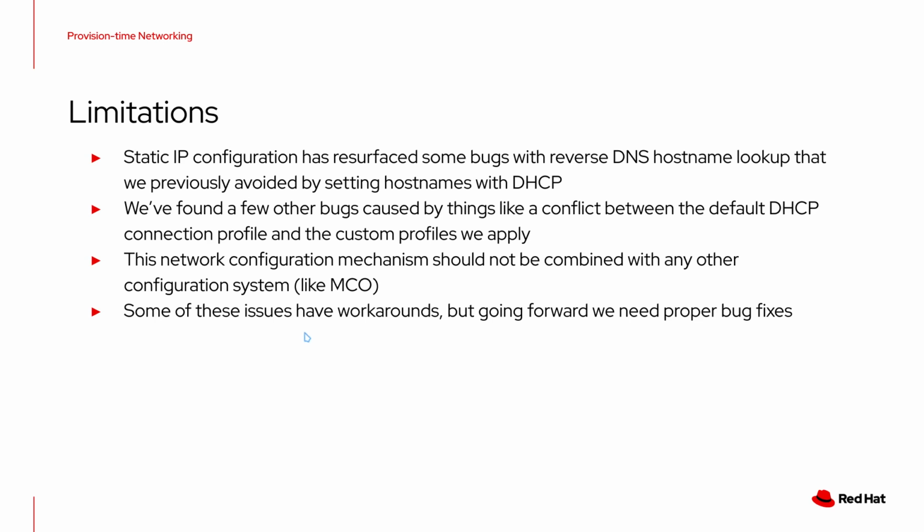So as I mentioned, some of these have workarounds, but we do need better solutions to some of them as well. The reverse DNS hostname lookup, there are some fixes in Network Manager that we just need to pull into our RCOS images. And we're also looking at some alternatives to setting the hostname using reverse DNS, to take advantage once again of our metal-specific deployment mechanisms.